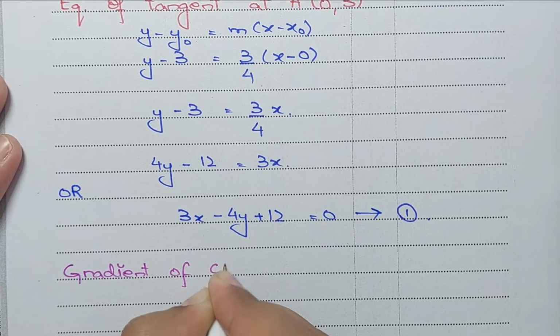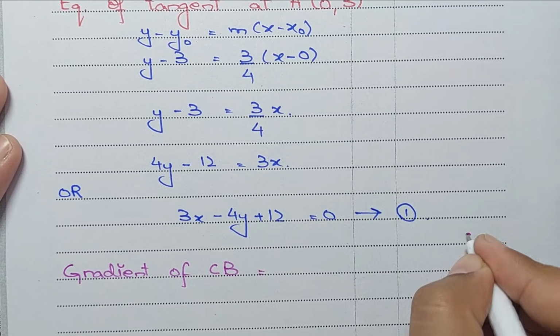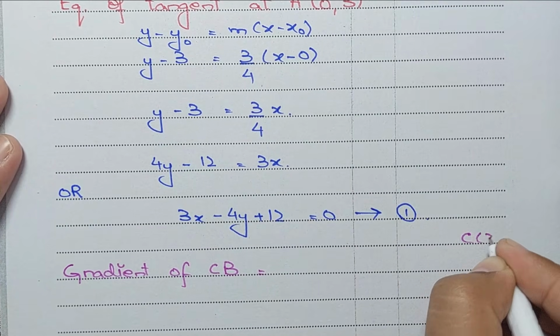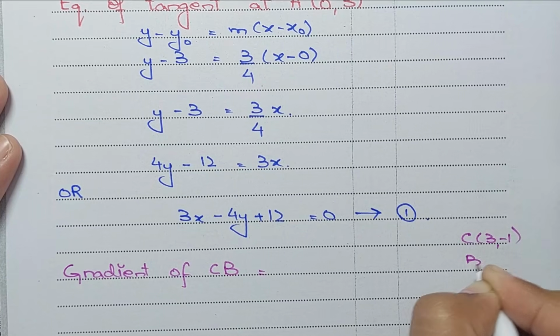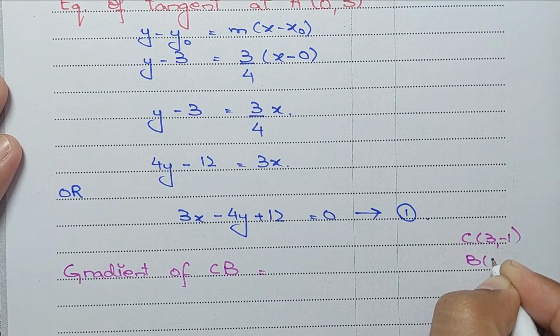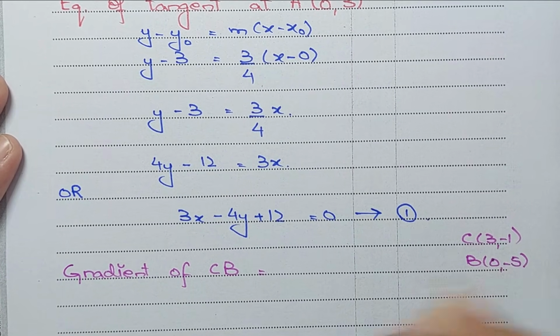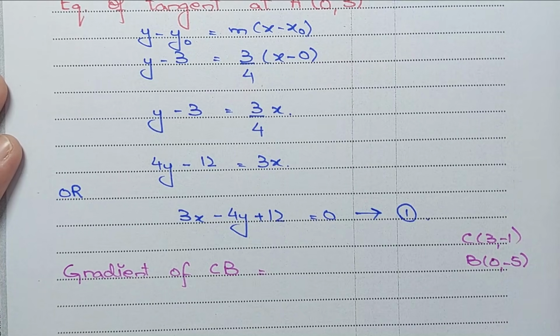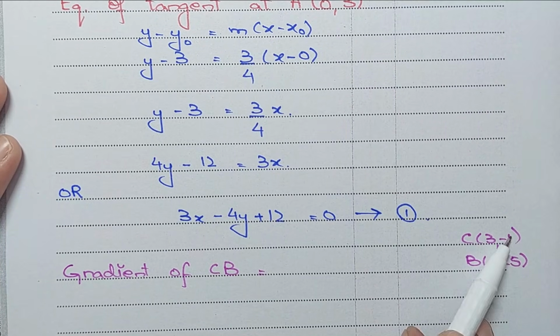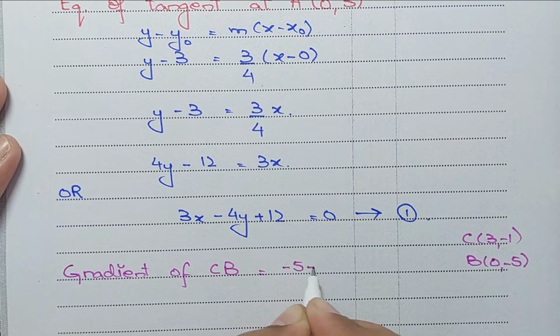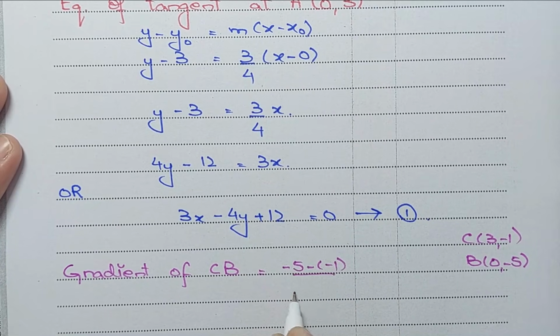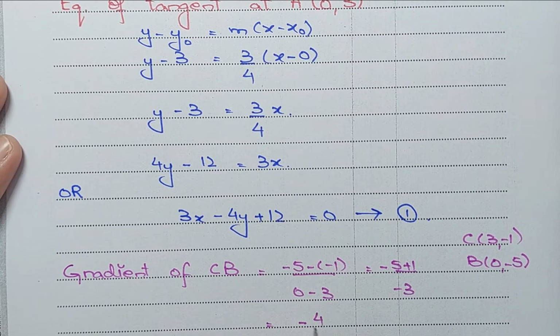of CB. So the C coordinates are 3 minus 1 and the B coordinates are 0 minus 5. Gradient of CB. Again y2 minus y1 over x2 minus x1, and this is minus 5 plus 1 over negative 3, and that gradient is negative 4 over negative 3. This is 4 by 3.